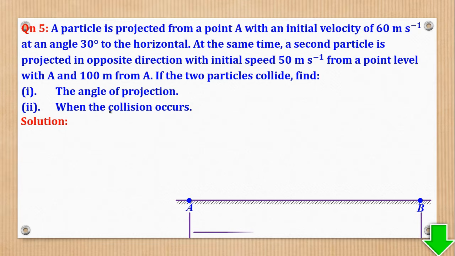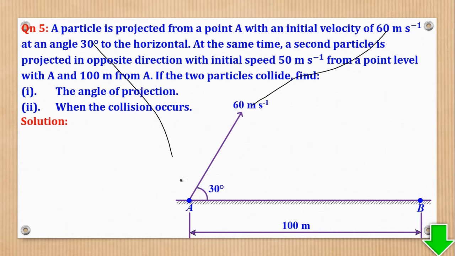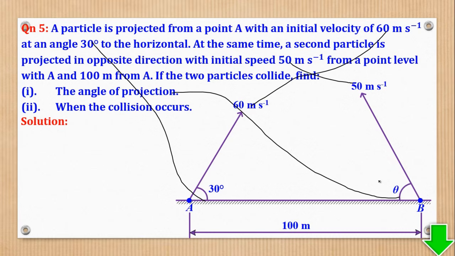So you have those two points, point A and point B, and the distance apart is 100. So that's what they give us. One will be projected in that direction, at 60 degrees, and the angle is 30. Then the other one will be in the opposite direction, at 50 degrees, and the direction we don't know, and that's what they want us to get in Roman 1.